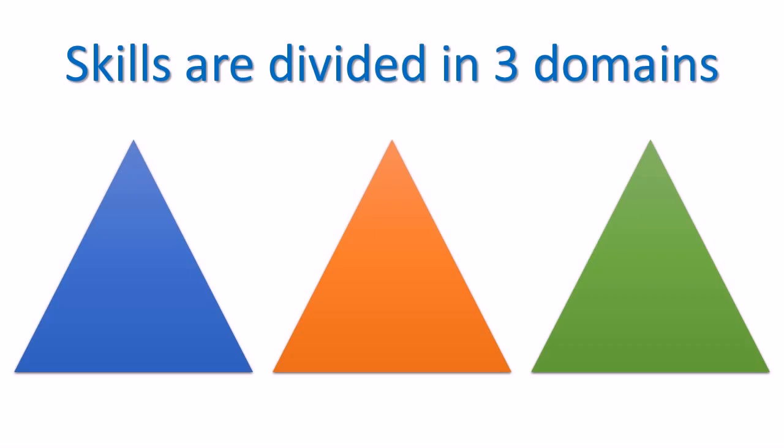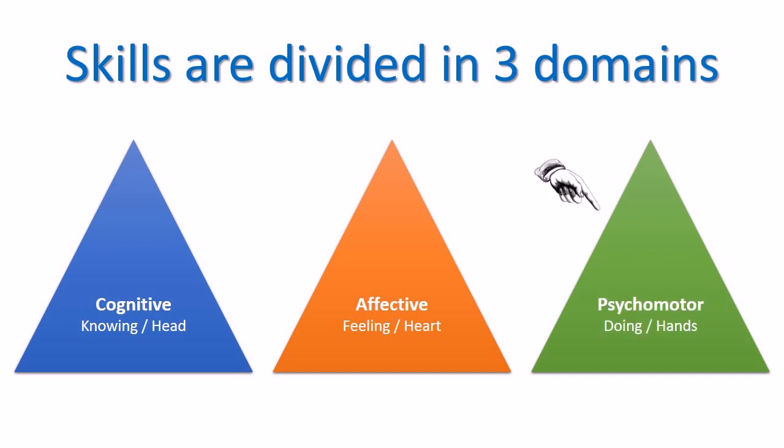Skills are divided into three domains. The first domain is the cognitive domain. Here we find the skills typically associated with knowing and the head. Then we have the affective domain, covering skills associated with feeling or the heart. The third domain is the psychomotor domain, covering skills associated with doing or the hands.